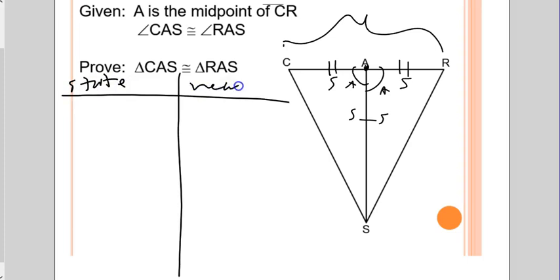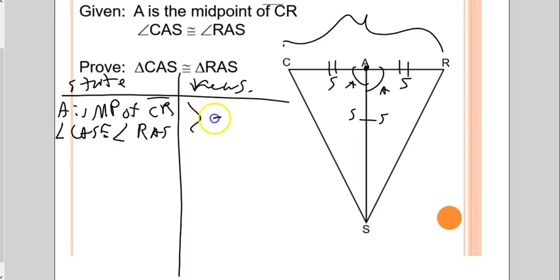Statement, reason. All right? So, go with the given. A is midpoint of CR. Angle CAS is congruent to angle RAS. Those are both given. All right? What did we add? AS is congruent to itself. Again, reflexive property.